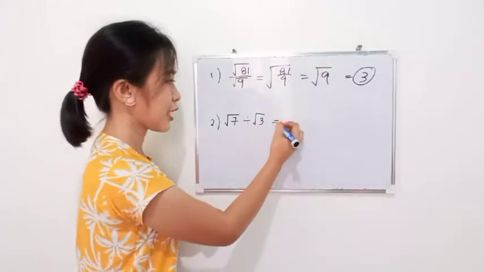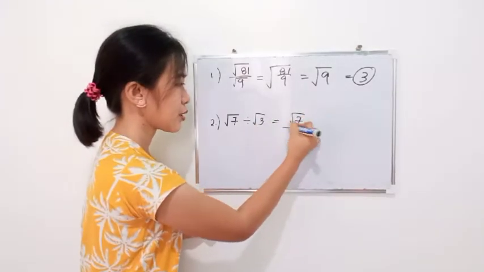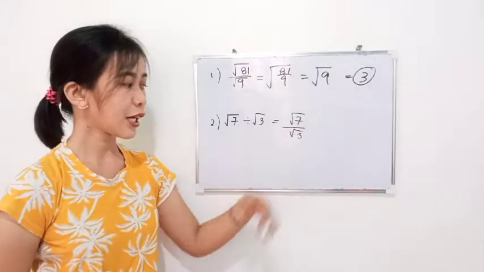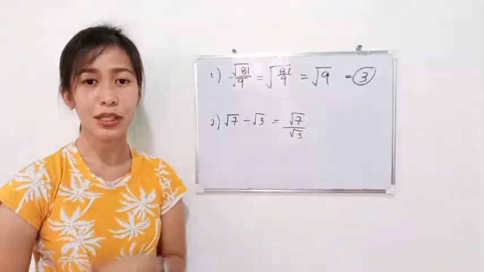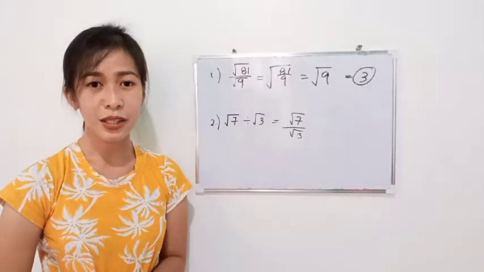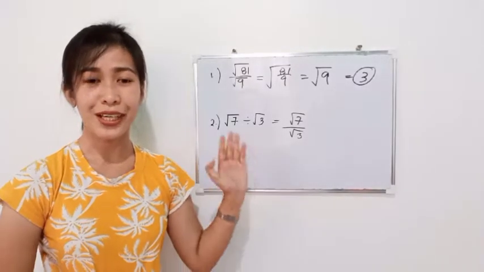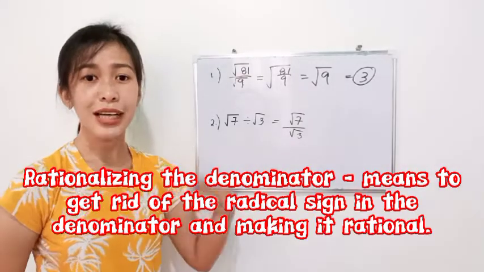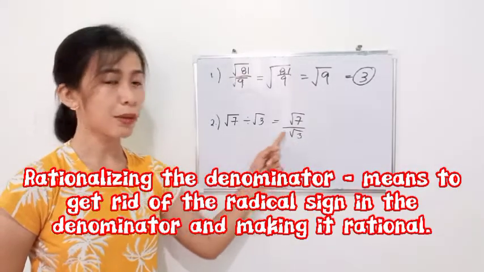Ganito muna yung gawin natin sa kanila. Square root of 7 divided by square root of 3. As you can see, si 7 ay hindi kayang i-divide na 3 kasi magkakaroon tayo ng decimal. Right? So, pag ganito yung situation, okay, tandaan, we are going to rationalize the denominator. Ang denominator, remember, is itong nasa baba, tama?